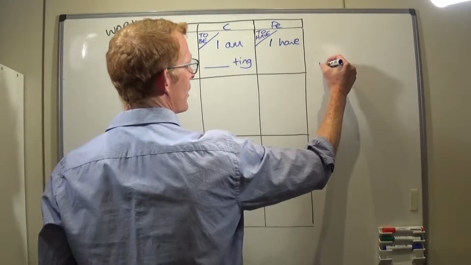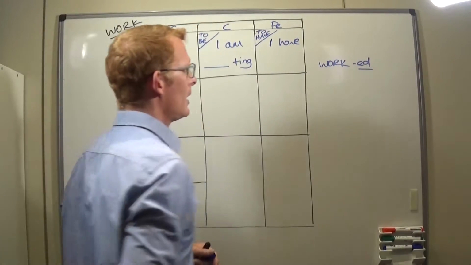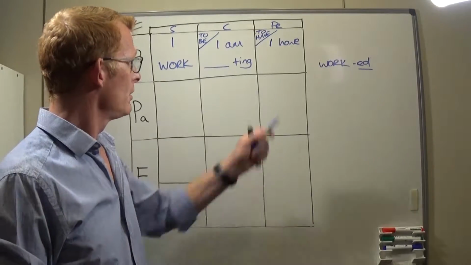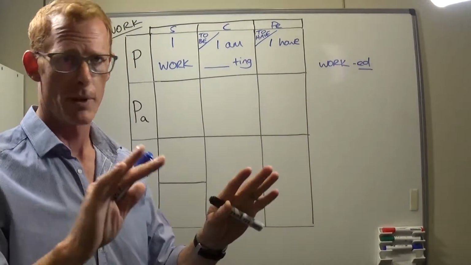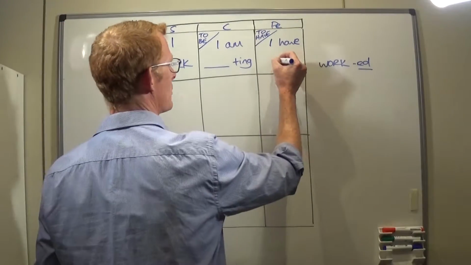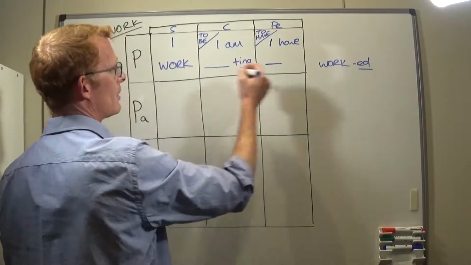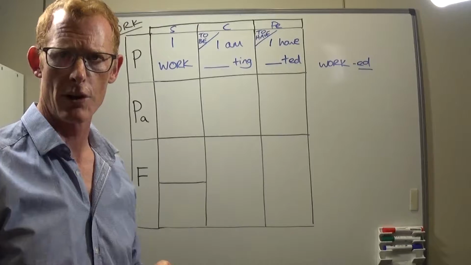So an example for work would be worked, okay? And that is where you use your participle. This is your participle column. This is where you use your participles. Over here, you use your past simples and your present simples. So this would basically be your base verb plus ed. Okay, so far so good.